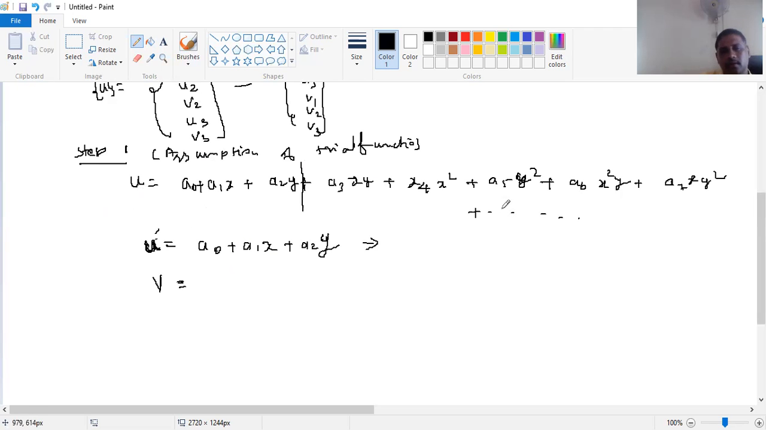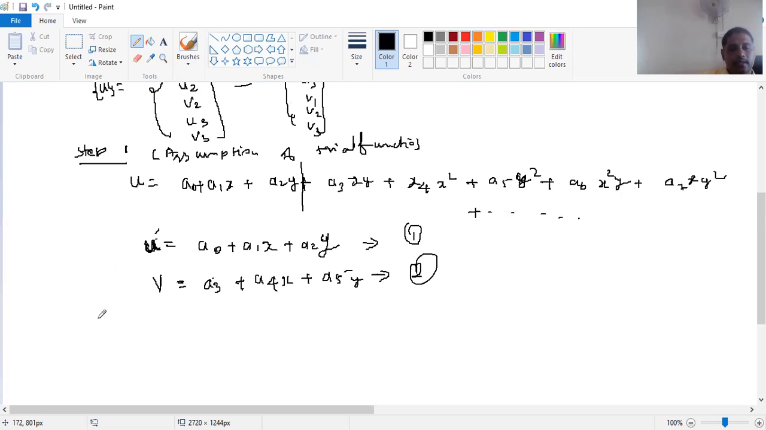So this is the generic term. For v, we can consider a3 plus a4x plus a5y. Let's consider this as equation number 1 and this as equation number 2. So these are the two polynomial equations you have to consider while deriving the equations.